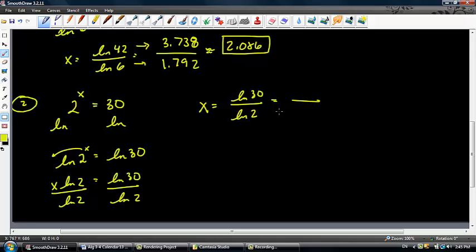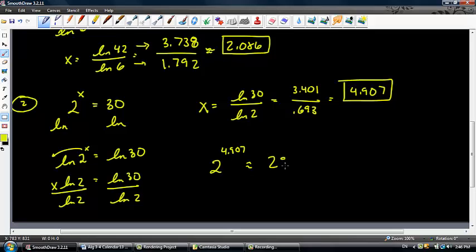So the natural log of 30 in a calculator is 3.401, and then the natural log of 2 is 0.693. If I take 3.401 divided by that answer, I should end up with approximately 4.907. It was 4.906 point something, so I'm going to round up a little bit. But don't take my word for it. Let's go ahead and check it out. 2 to the 4.907 power is approximately 29.994.